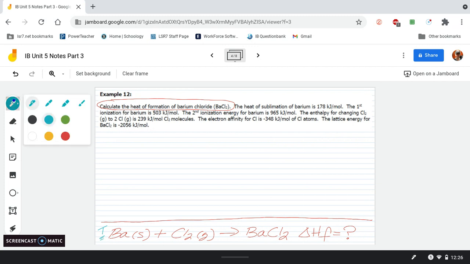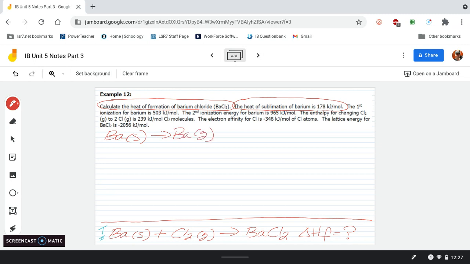And so we're going to just fill the pieces in. The first thing says the heat of sublimation. We learned on the last problem that sublimation was going from a solid to a gas. So barium as a solid is going to turn into barium as a gas, and the delta H value for that is going to be positive 178.